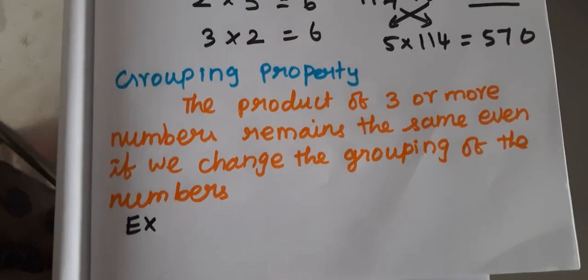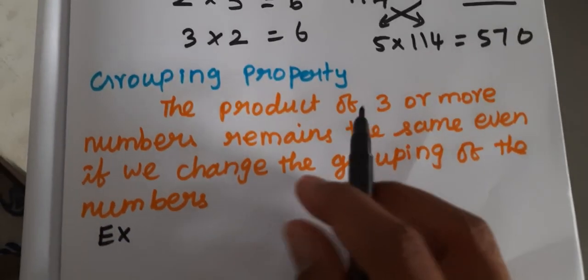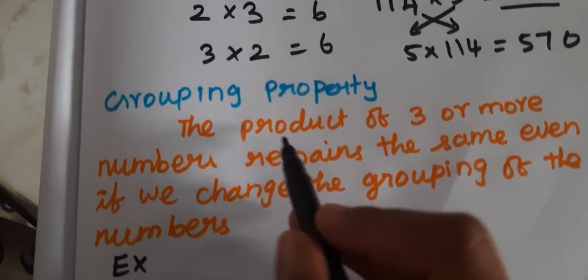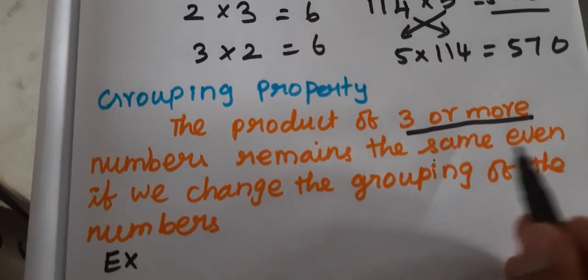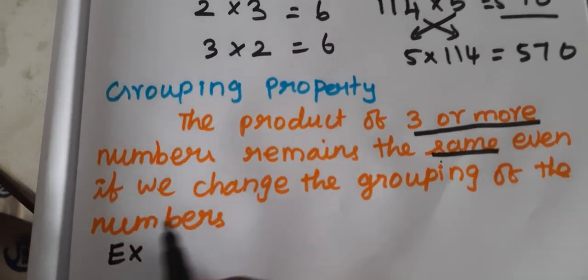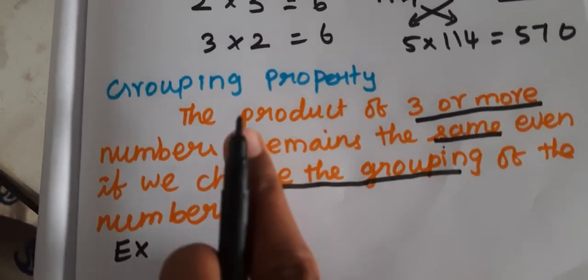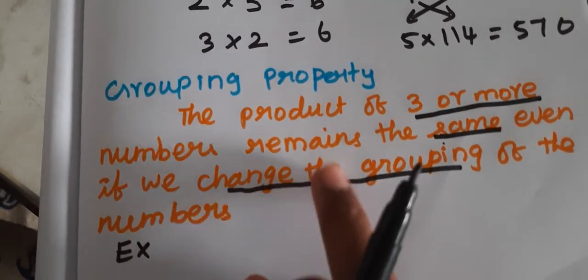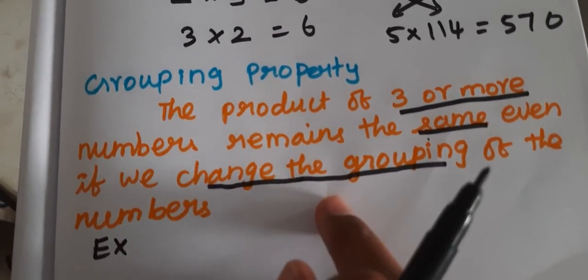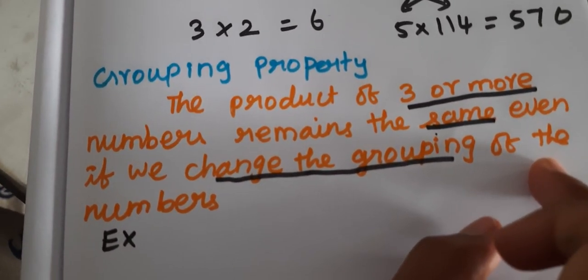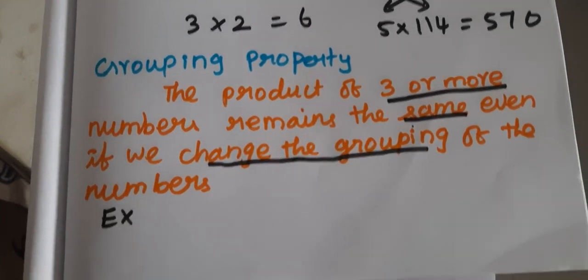Okay. So the next property is the grouping property. Grouping property is the name of the property. So see here, the product of 3 or more numbers remains the same even if we change the grouping of the numbers. That means the answer is also the same. So in multiplication the answer we call it a product.